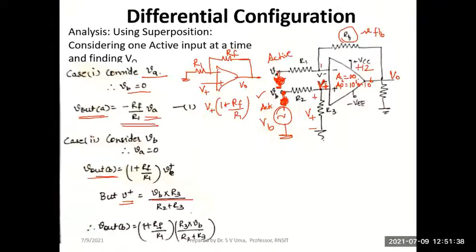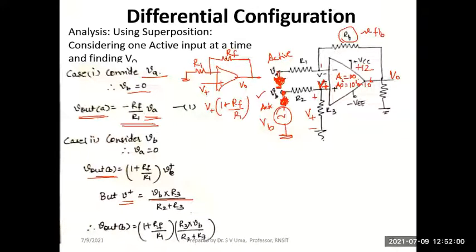So what did we do now? We used superposition. We considered VA to be active and VB to be grounded first. Then the circuit would act like a simple inverting amplifier, and the output voltage V out due to A was given as minus RF by R1 into VA. Okay, I hope it is clear.